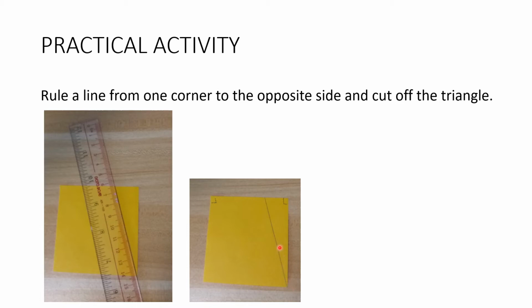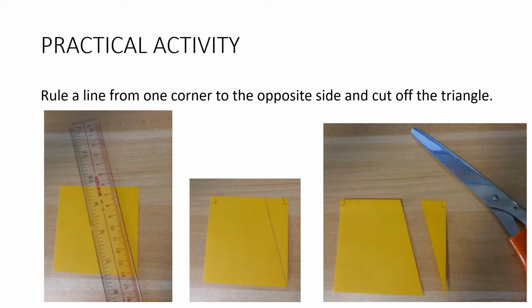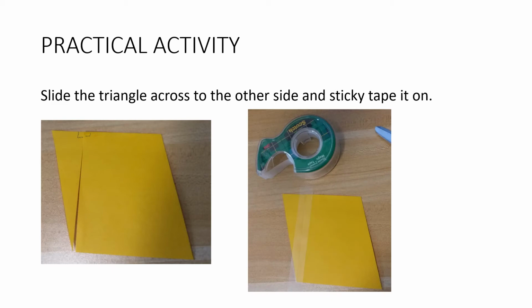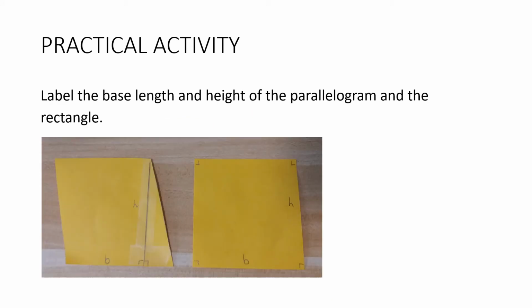Then we're going to grab some scissors and cut along that line, like that. Okay, now you're going to take that piece, it was here, and just slide it across so that these right angles meet here. And now we're going to sticky tape that together. And you can see that we've made a parallelogram. So there we are, we've finished.